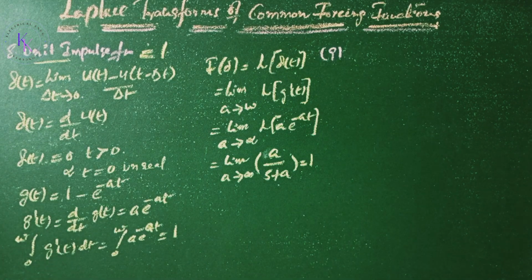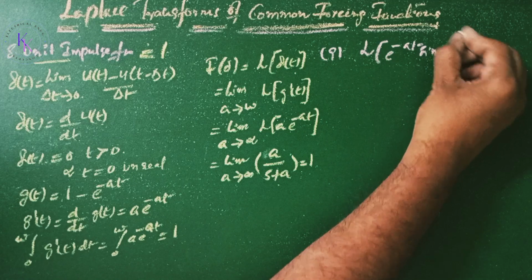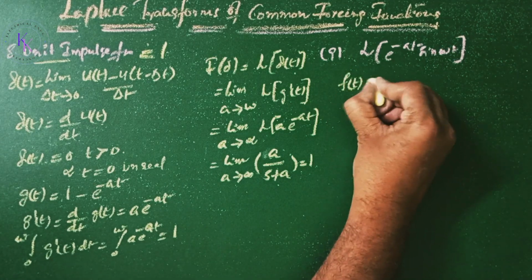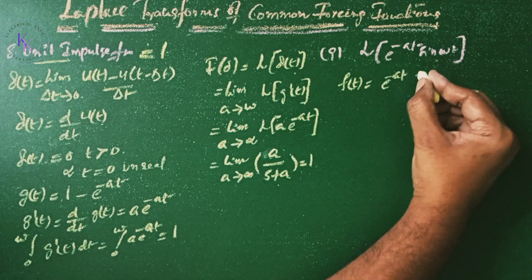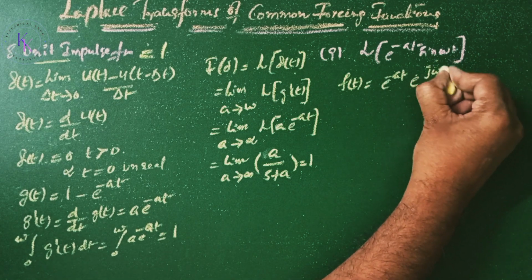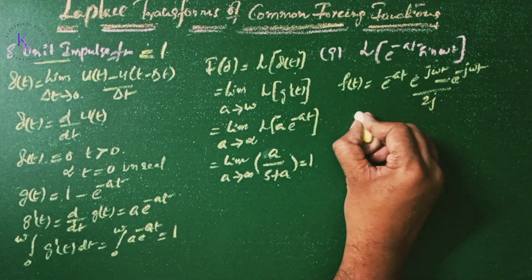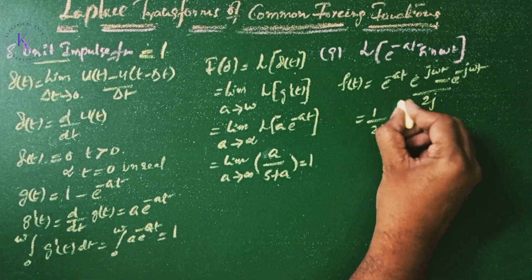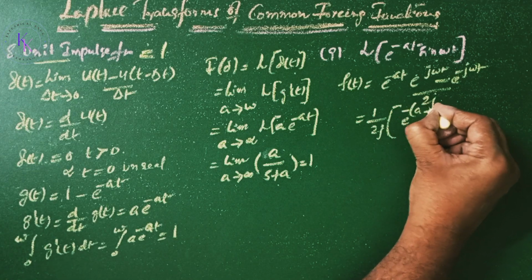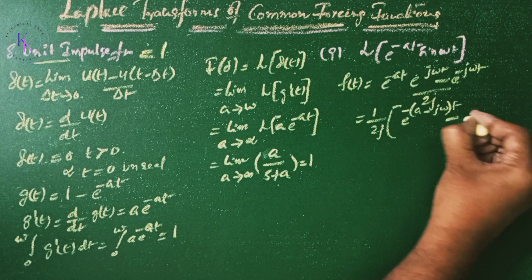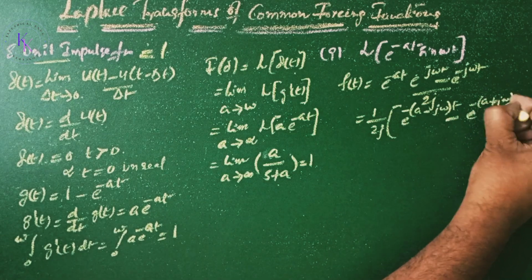Ninth one. Laplace transform of e power minus at sine omega t. Now, f of t is given by e power minus at sine omega t. We can write it in exponential form, that is e power j omega t minus e power minus j omega t divided by 2j. Now, let us try to simplify this. This is 1 by 2j of e to the power of minus a minus j omega t minus e to the power of minus a plus j omega t.